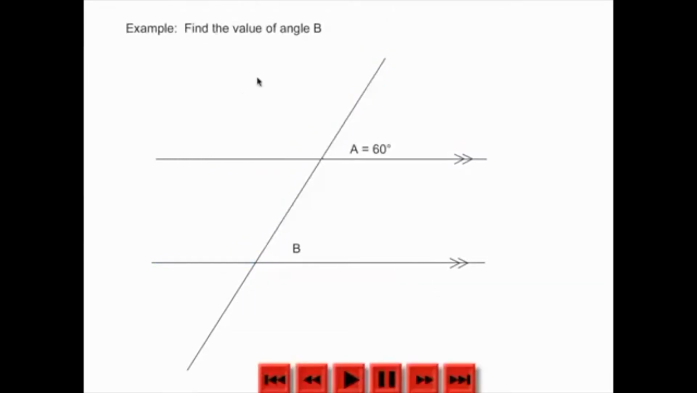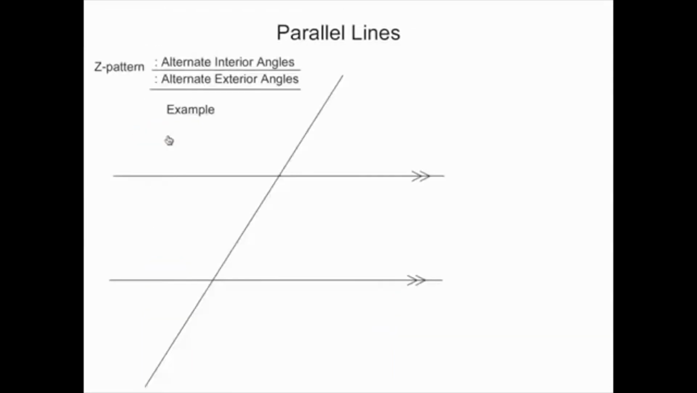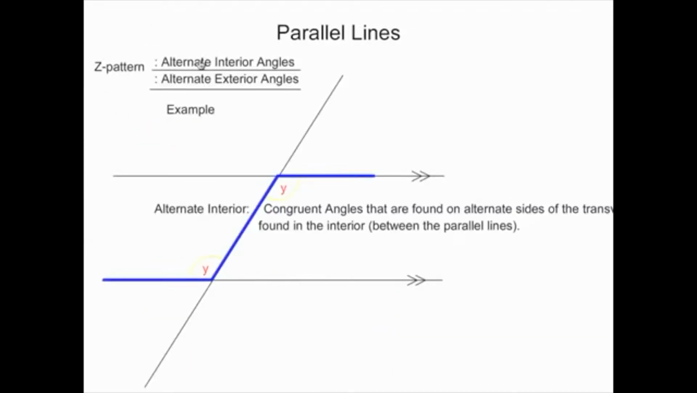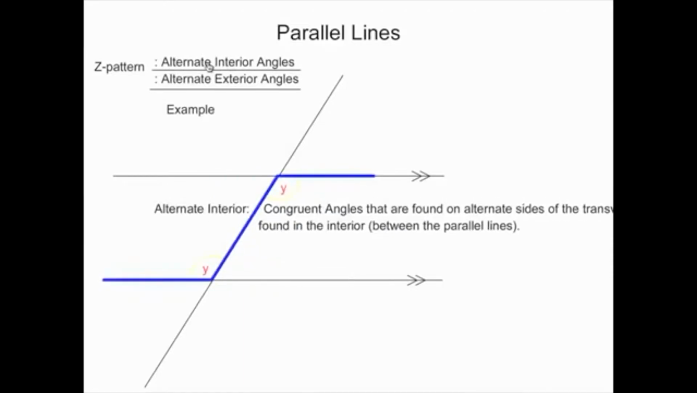If we look at an example, this is our F pattern. We can see angle A is 60 degrees, then angle B is also 60 degrees. The next one is the Z patterns. We have two. We have the alternate interior angles, and they're these two. This one looks like a Z, and this one looks like a really goofy Z.